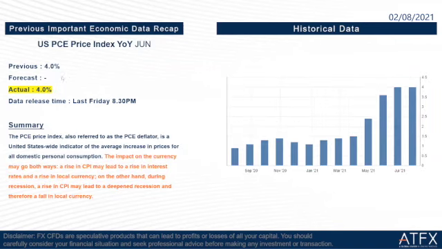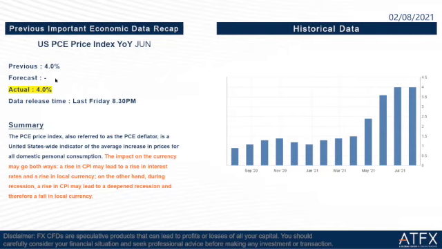The next one is US PCE price index yearly June. The previous is 4%. The actual is also the same, 4%. There are no forecasts. So this one didn't bring much market volatility for the US dollar.